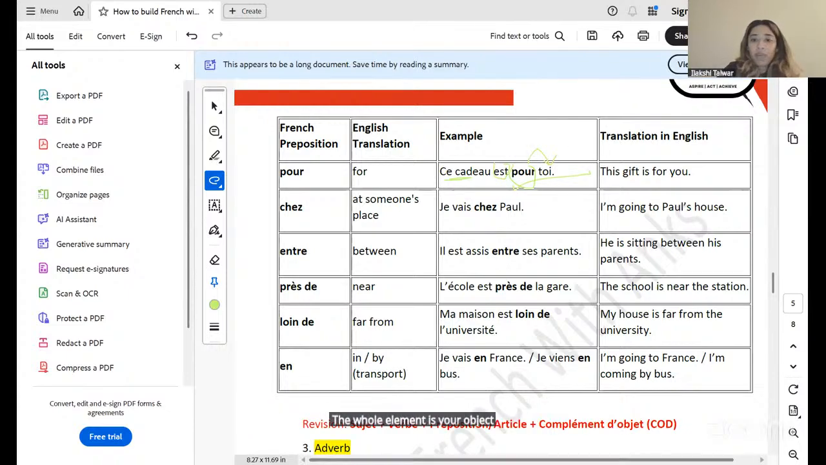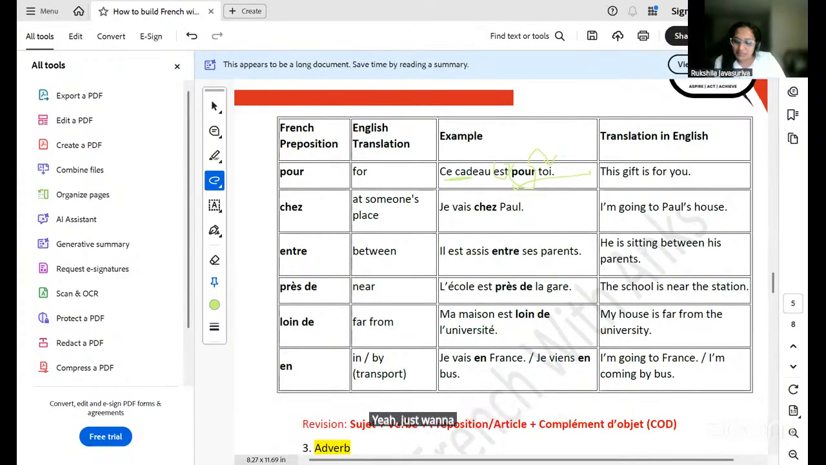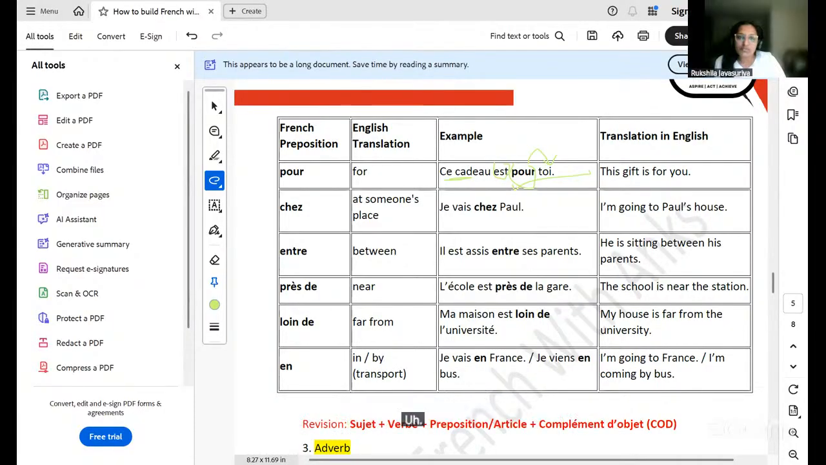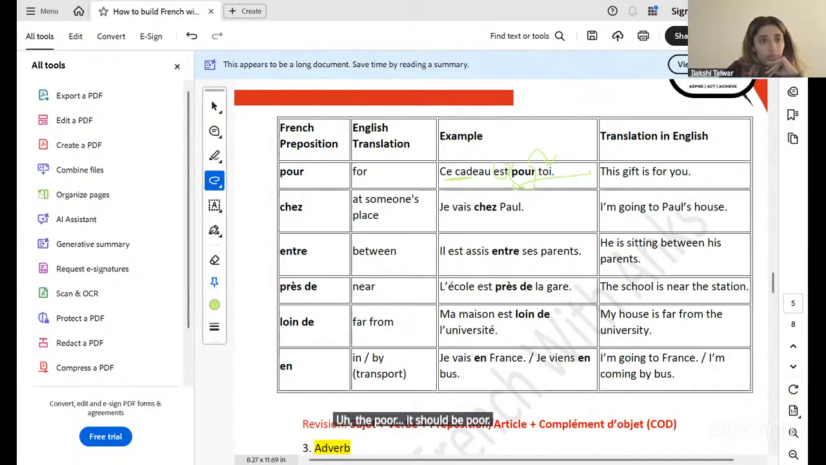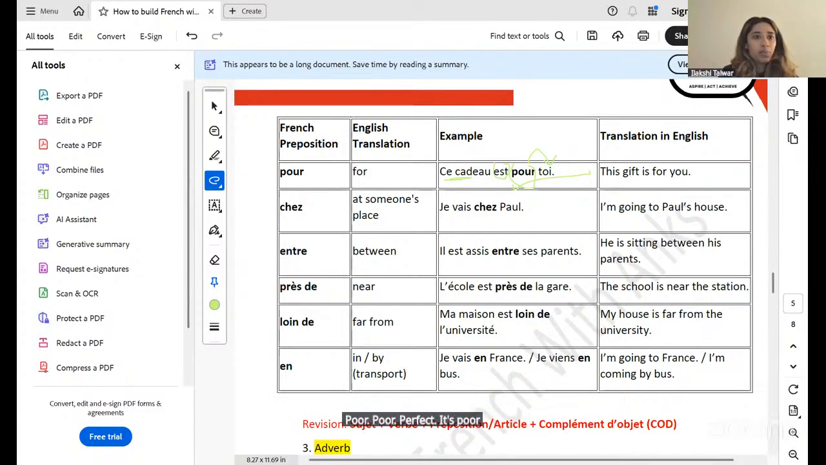Yes, we have somebody with a question. Let's take that up. Yeah, just want to know, I have been pronouncing it pour. So it's completely wrong, right? It should be pour. Okay, thank you. Perfect. Good. It's pour. Again, why is it pour? I'll justify it. Take it back to your phonetics. OU put together is OO.